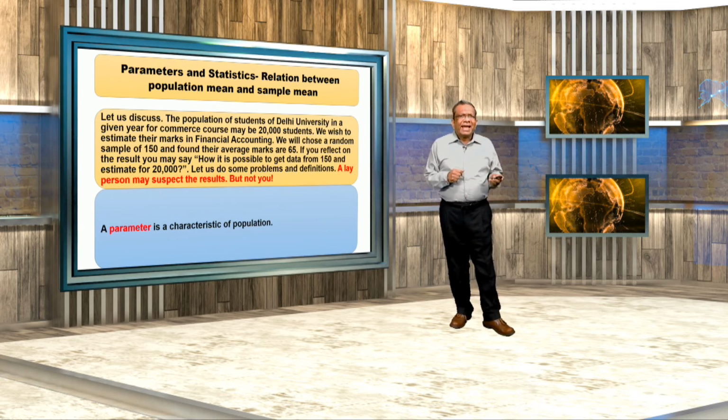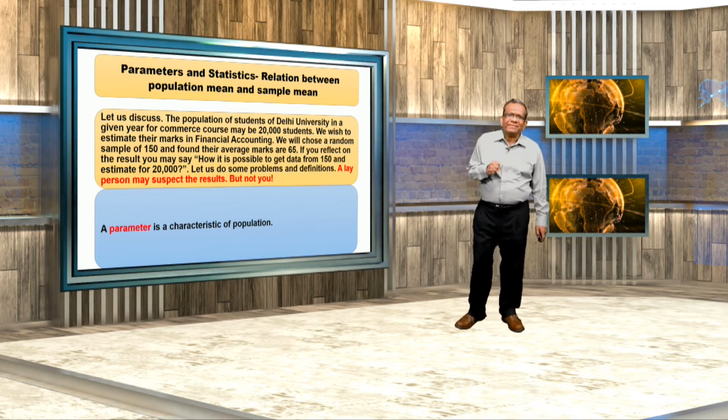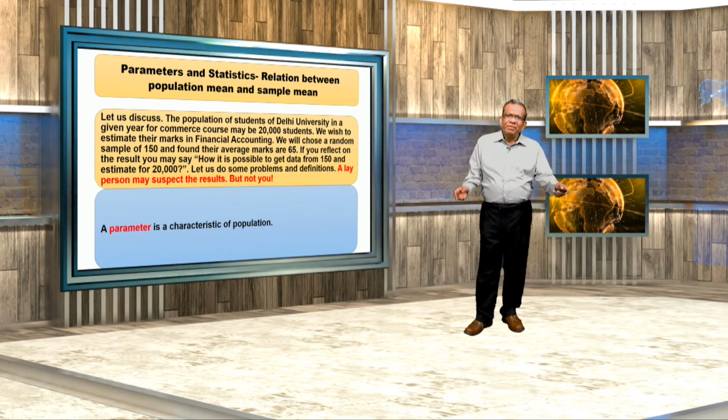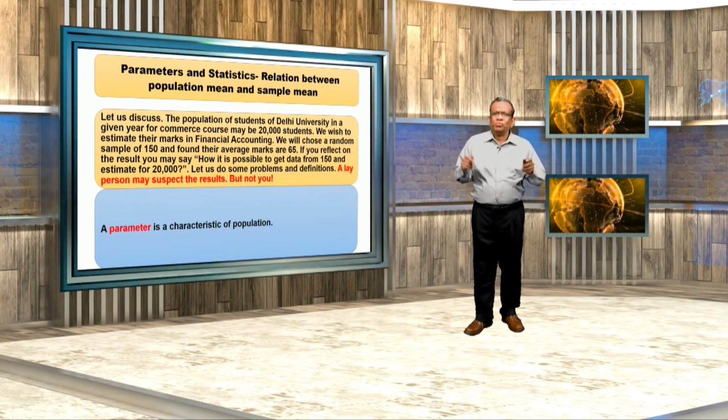Parameters and statistics, a relation between population mean and sample mean. Now, let us discuss. The population of students of Delhi University in a given year for commerce course may be 20,000 students, let us assume. We wish to estimate their marks in financial accounting. We will choose a random sample of 150 and find their average marks are 65.